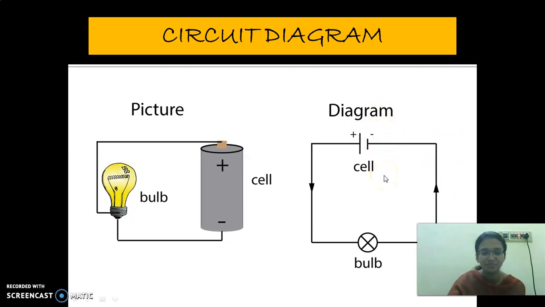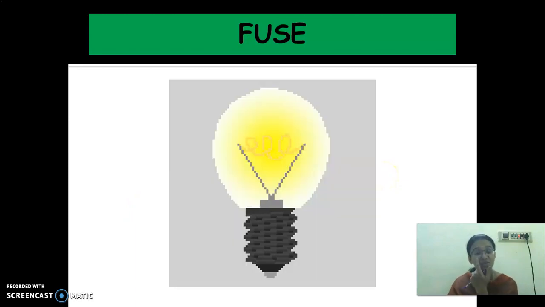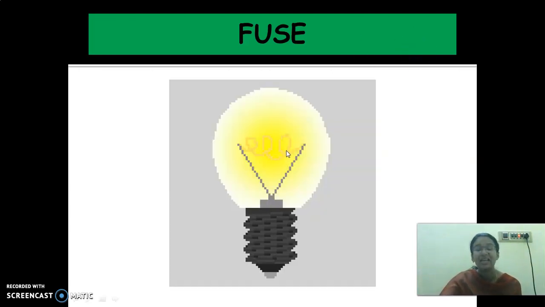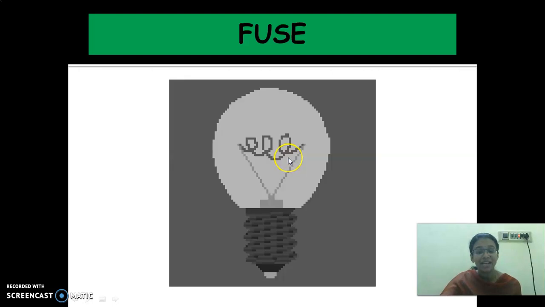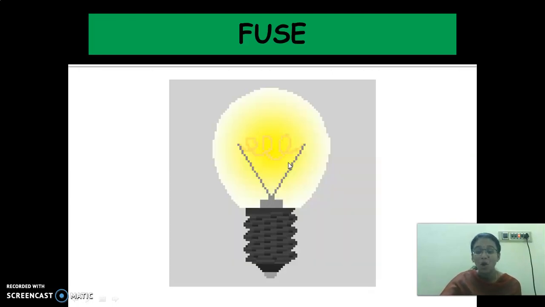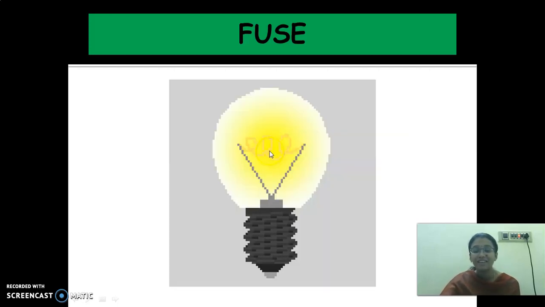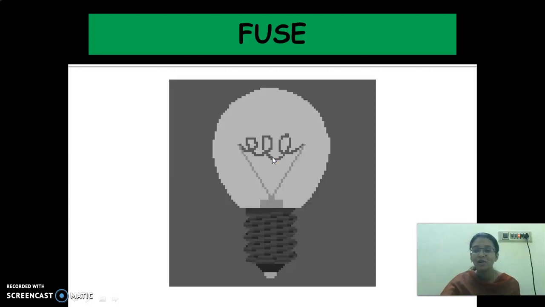Okay, children. Next thing, what is it? Fuse. What happens if the fuse is off? If this tungsten filament breaks, it gets fused out. At that time the bulb does not glow. They used to say fuse point, right? So when this tungsten filament breaks, the bulb does not glow.